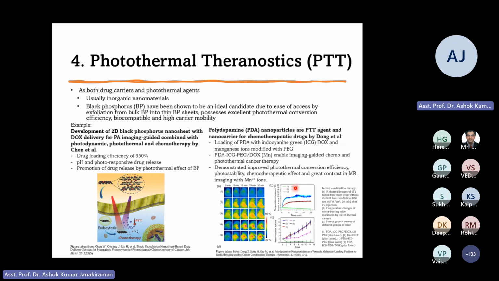It's showing 0.5 volt per centimeter square for the drug release pattern. How much drug can be released? It may be calculated as percentage versus time. So they have already proven that the photothermal theranostic will deliver a high amount of drug onto the target area, to be released onto the target site.